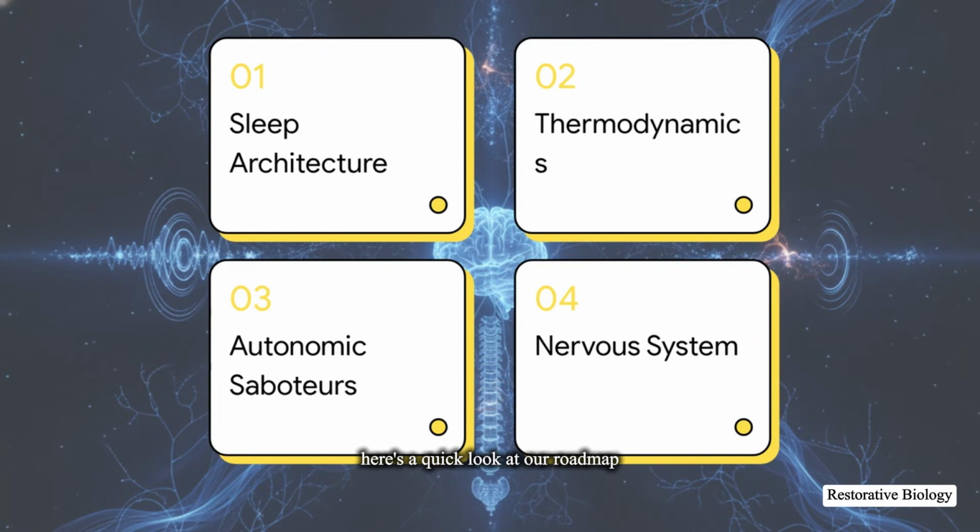Here's a quick look at our roadmap. We're starting with the architecture of sleep, then moving into the surprising thermodynamics of melatonin. After that, we'll expose the modern habits that are actively sabotaging your autonomic nervous system, and finally, we'll learn exactly how to manually regulate that system.